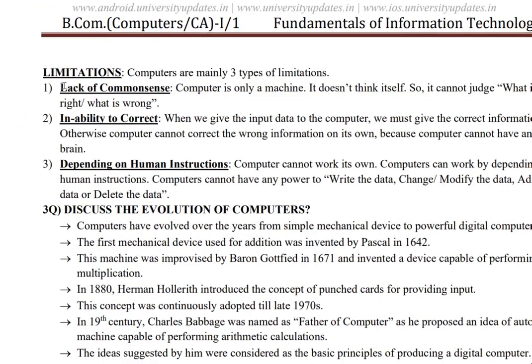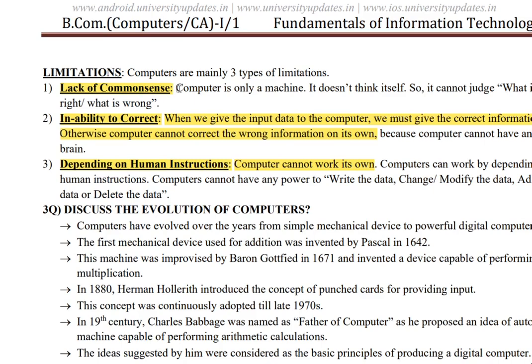Limitations. Three limitations: lack of common sense, inability to correct, and dependence on human instructions. See the third point: without human instructions, a computer cannot do work itself. Simple. A computer cannot work on its own. You have to give the instructions. Inability to correct. Suppose you give wrong instructions, the computer will not do it correctly. When we give input data to the computer, we must give the correct information. Otherwise, the computer cannot correct the wrong information on its own, because a computer does not have a brain. Nowadays, we are using artificial intelligence. Maybe the computer will do corrections itself.